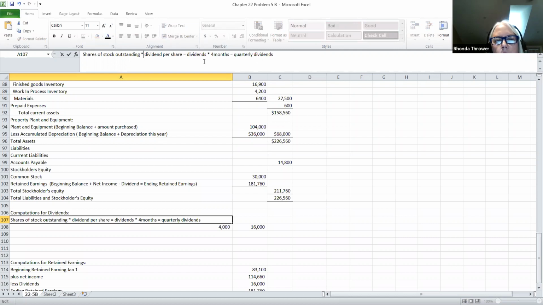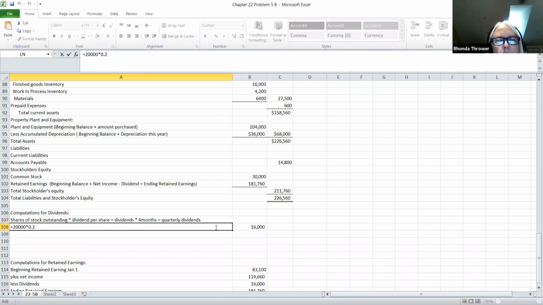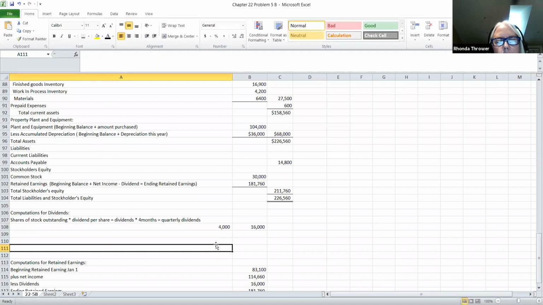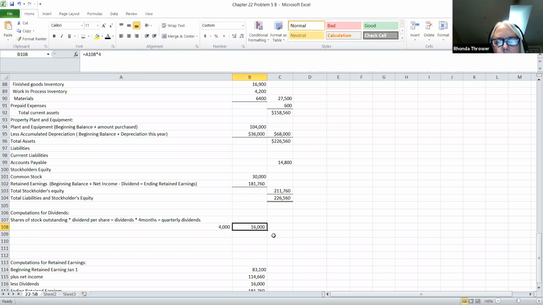And the dividends are on a monthly basis. So we have to multiply it by 4 months to get the quarterly dividends. The dividends per month is $4,000. I got that by taking 20,000 shares of common stock that was given and multiplying it by 20 cents as the dividends per share. That too was given in your instructions. And that will give you 4,000. And then 4,000 is multiplied by 4 to get the 16,000. So the 16,000 is what we used here for subtracting out the dividends.